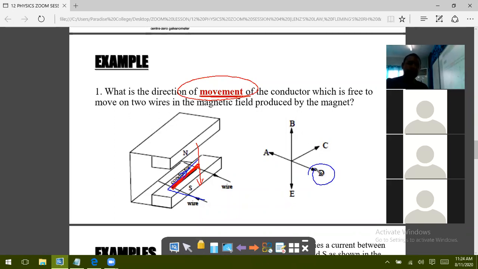Use your right hand and figure it out. This pointer is the field line direction. It's going from north to south. The field line is from north to south, and then the current direction.